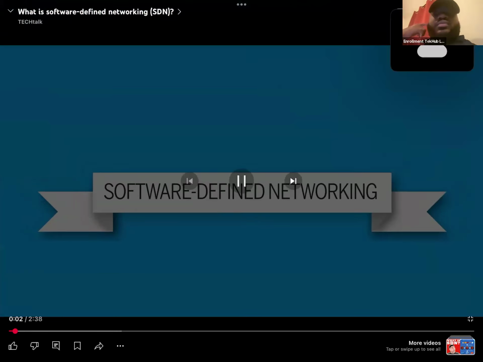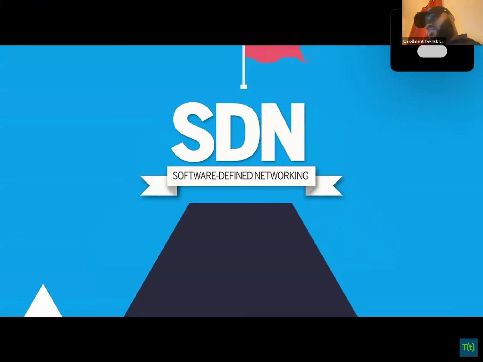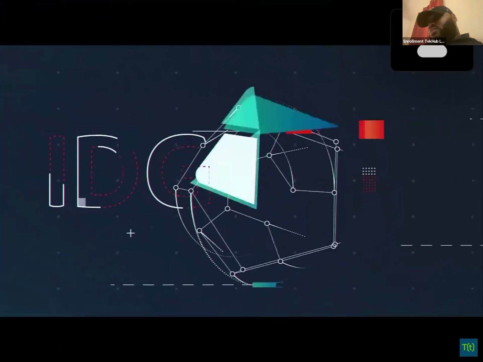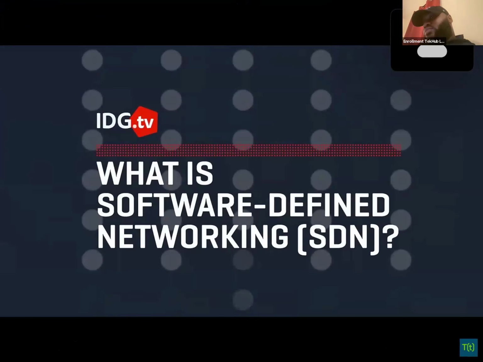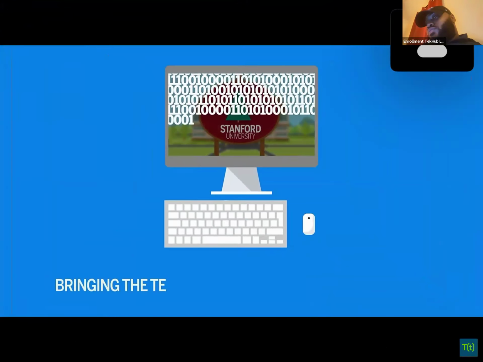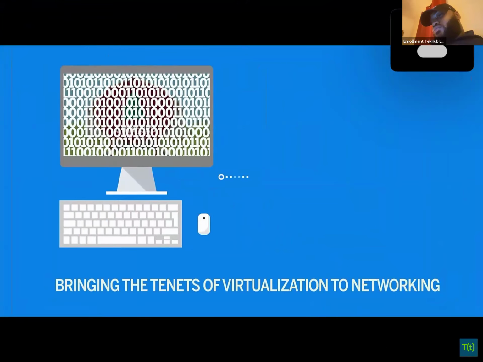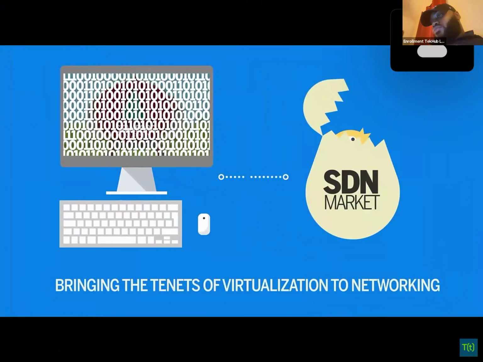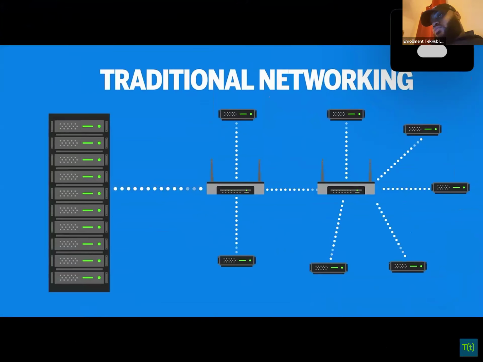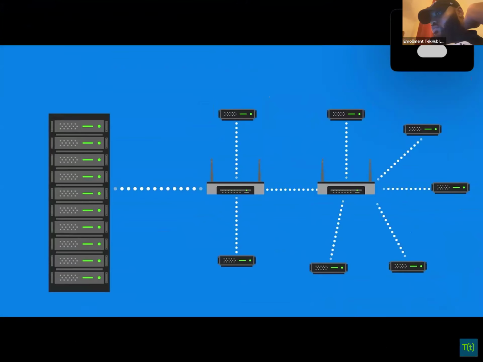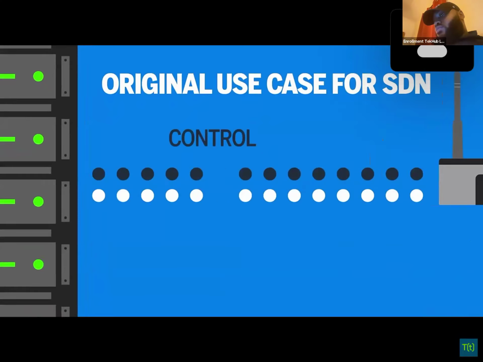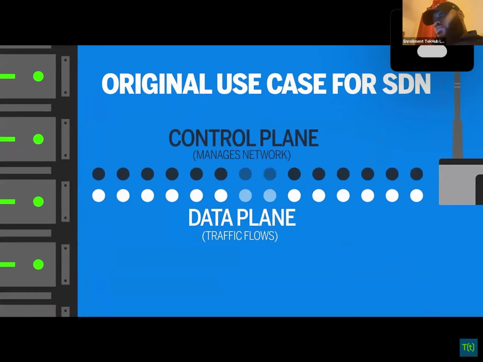In recent years, software-defined networking, or SDN, has emerged as the next big thing in the networking industry. Given all the hype, where are we now? Researchers at Stanford are credited with creating the idea of bringing the tenets of virtualization to networking, and thus creating the software-defined networking market. Traditional networking uses integrated hardware and software to direct traffic across a series of routers and switches. The original use case for SDN was to virtualize the network by separating the control plane that manages the network from the data plane where traffic flows.